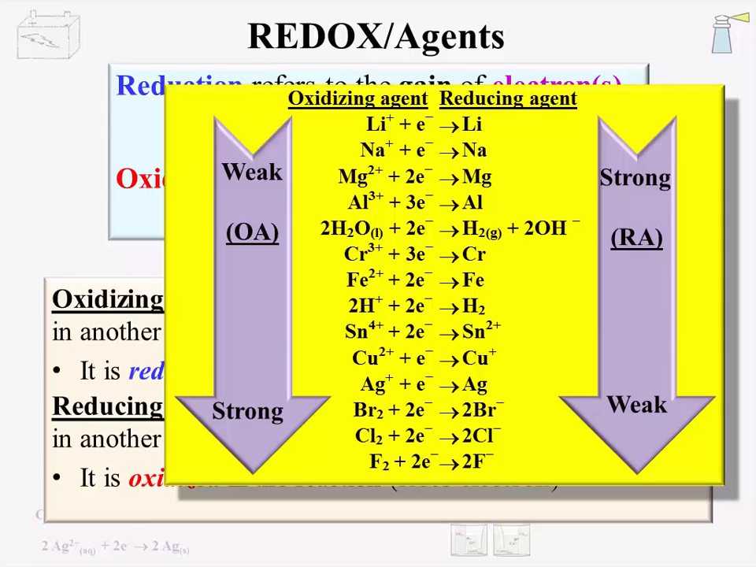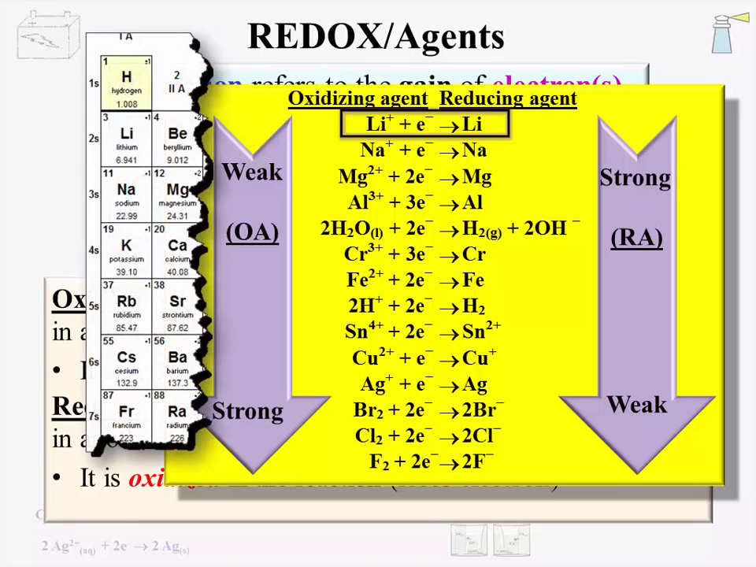If the oxidizing agent is strong, the reducing agent is weak. Expanding on this, take the first reaction. It has lithium ion gaining an electron and forming the metal lithium. Consulting the periodic table, we see that lithium is a column 1 alkali metal. These metals readily lose an electron and form +1 ions. That makes lithium metal a strong reducing agent.